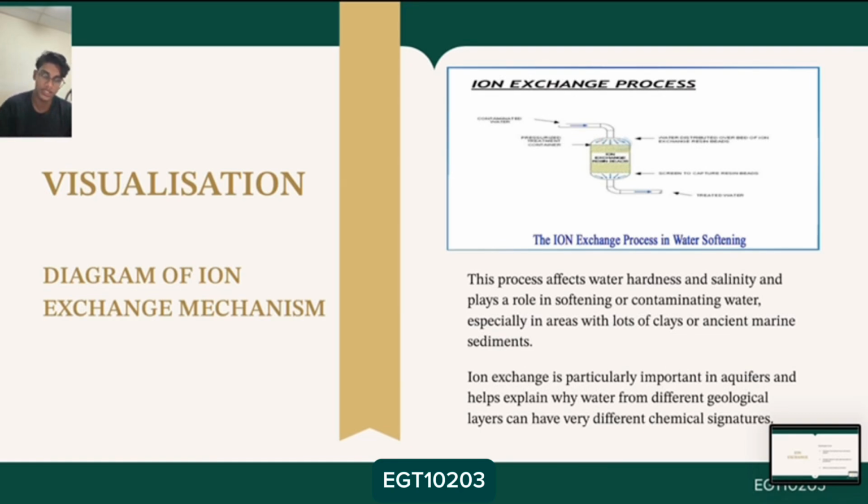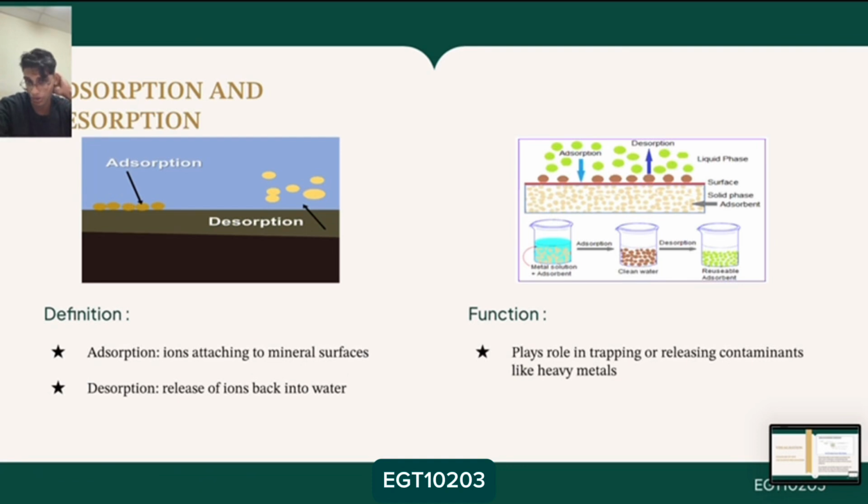Ion exchange is particularly important in aquifers and helps explain why water from different geological layers can have very different chemical signatures. So next up, we have a certain process which is closely related to ion exchange, and this process is called the process of adsorption and desorption. So adsorption, what can we refer from that?